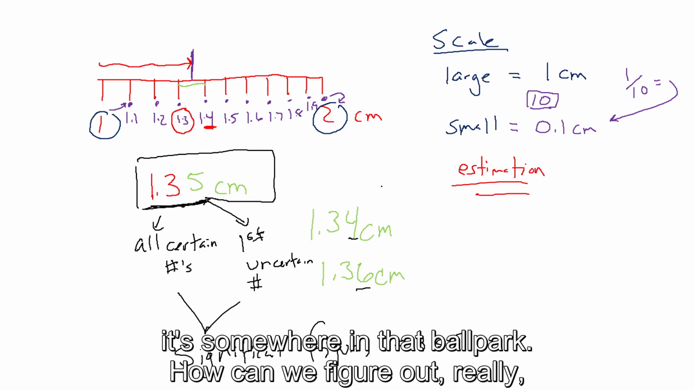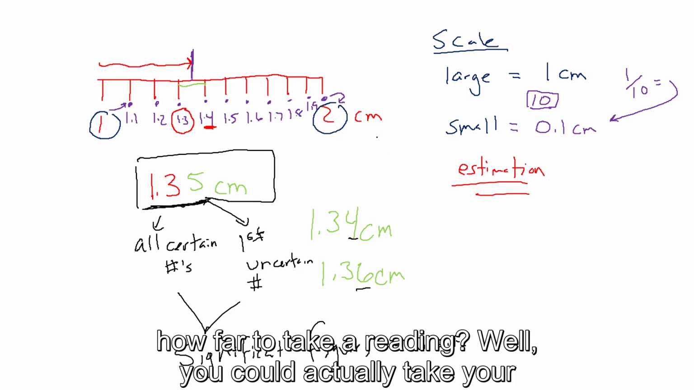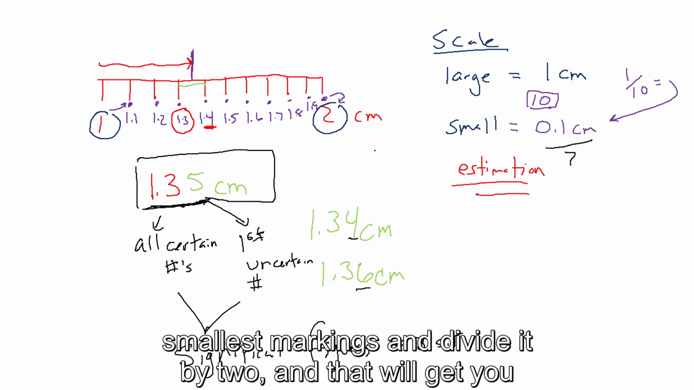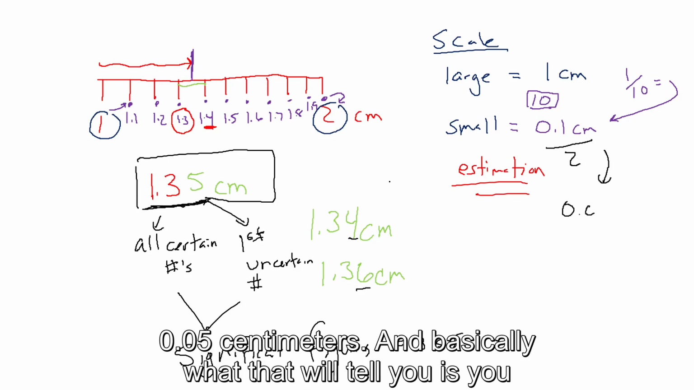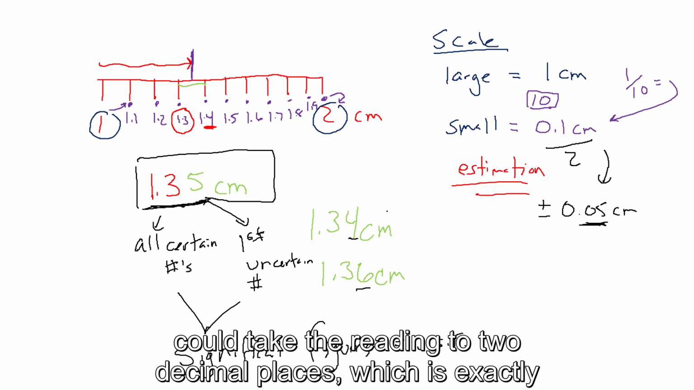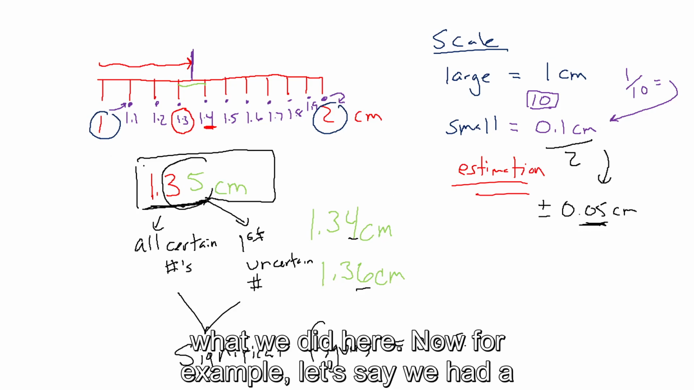How can we figure out really how far to take a reading? Well, you could actually take your smallest markings and divide it by 2, and that will get you 0.05 centimeters. And basically what that will tell you is you could take the reading to 2 decimal places, which is exactly what we did here.